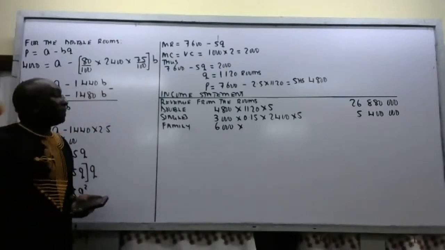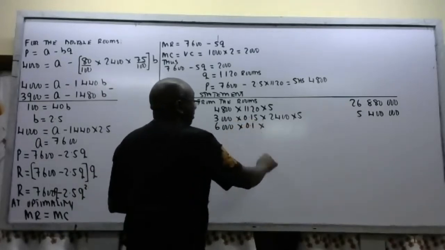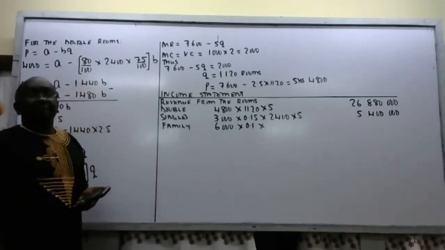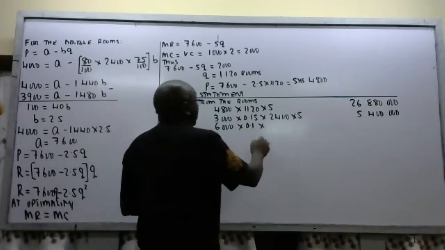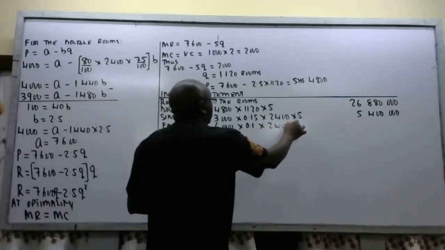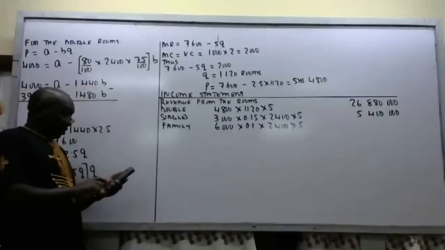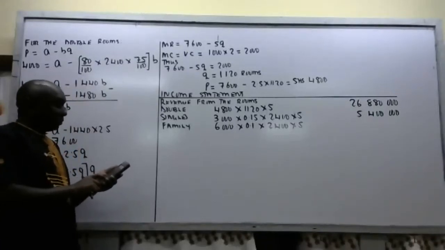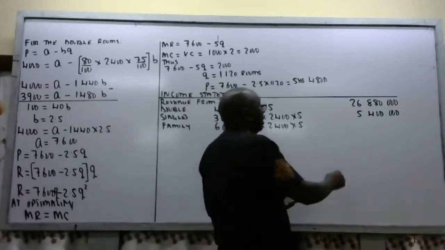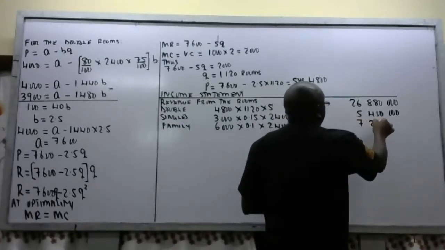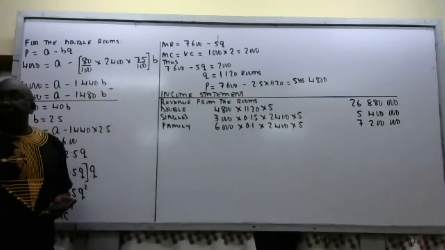And this 6,000 is being charged to 10%. The proportion is 10% of the 2,400 rooms, and the event is for 5 days. So we will say 6,000 times 0.1 times 2,400 times 5, and those rooms will generate 7,200,000.